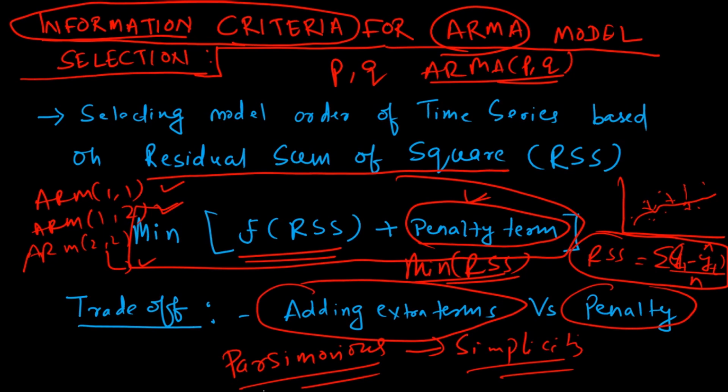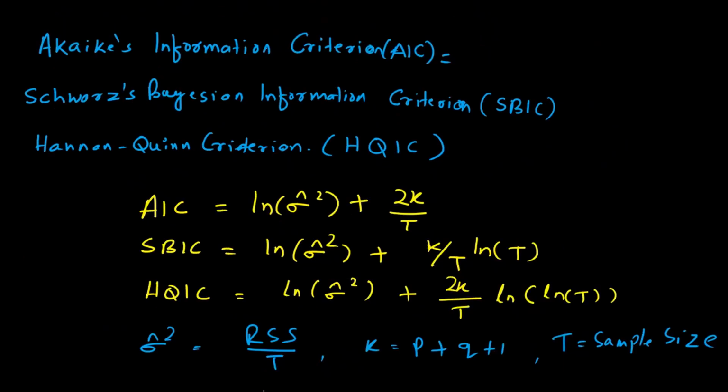So what are the information criteria available, and let's see how this penalty term is part of the information criteria. Here it is. There are three important ones. One is the Akaike information criterion, in short known as AIC. The Schwarz Bayesian information criterion, SBIC, and the third one is the Hannan-Quinn criterion, or HQIC, right? So these are three important standard information criteria used in industry and academics.